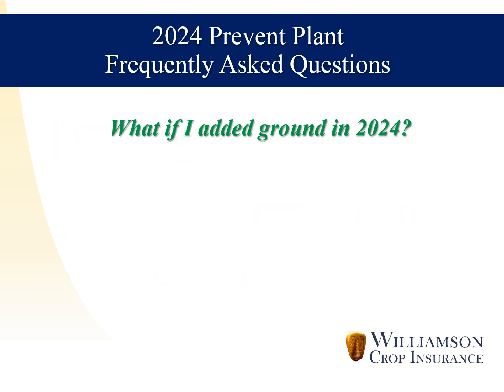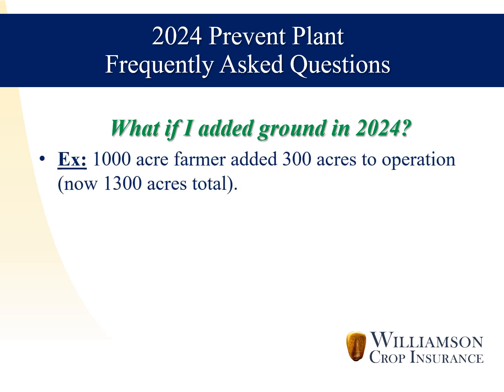What if I added ground in 2024? So in this example, you're a 1,000-acre farmer and your neighbor retired. He had 300 acres and you are now farming that, giving you a total of 1,300 acres for your operation. They're going to take that new acreage amount of 1,300 acres and divide it by last year's amount of what you farmed, divided by the 1,000. That gives you a 1.3 factor.